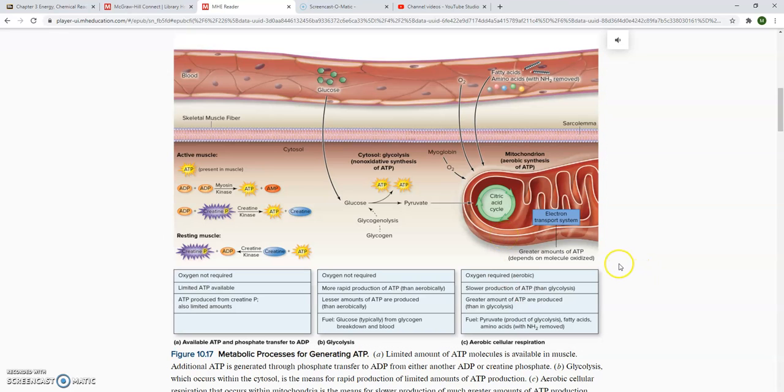All right, so we will talk more about the different types of skeletal muscle fiber cells and which one of these they use primarily for their source of energy. And we'll finish up with the rest of the chapter in the next video.